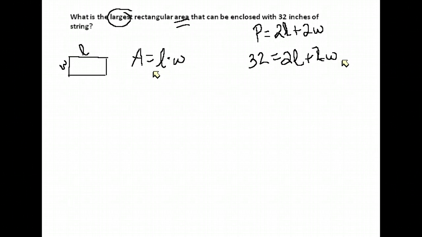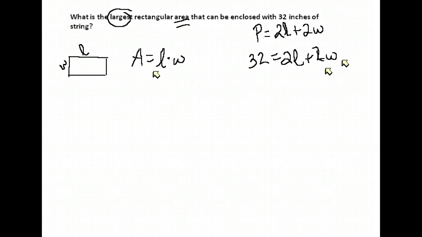And over here we have kind of a seed equation: 32 is 2 times the length plus 2 times the width. We found that because our perimeter is 32, and the formula for perimeter of a rectangle is 2L plus 2W. We want to do the same thing. We cannot maximize our area when we have two different variables. So we want to solve for either L or W in our second equation with the perimeter, and substitute it into our equation for area.